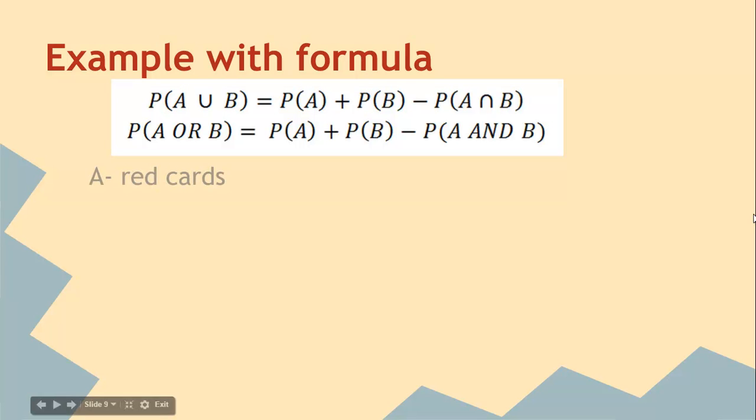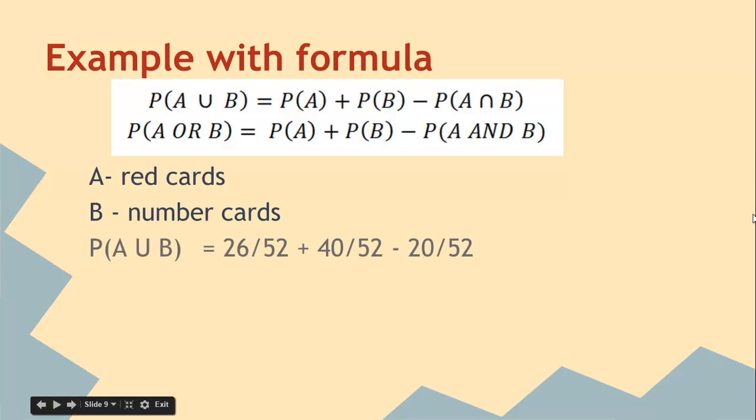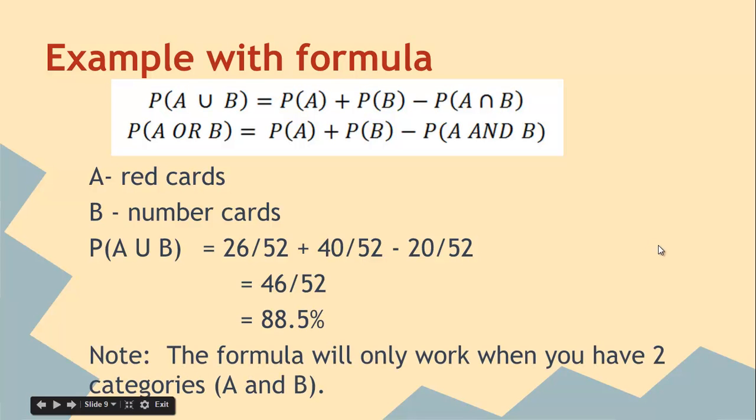So if you want to use the formula, you can say A is red cards, B is number cards. So we're going to take 26 red cards plus 40 number cards. We're going to subtract the intersection, so subtract the ones that are in both because we counted them twice. We can't have that double counting. So we still get 88.5. Okay.